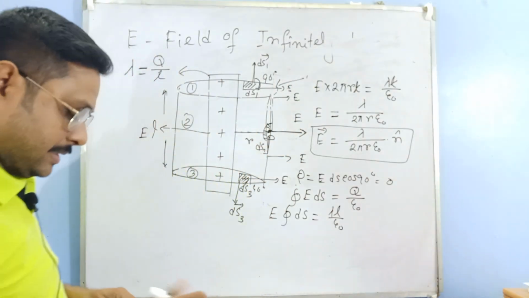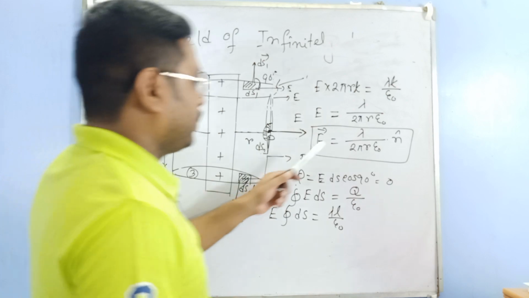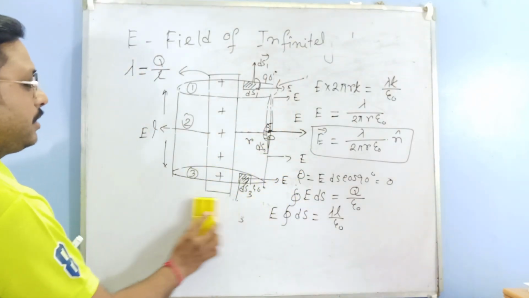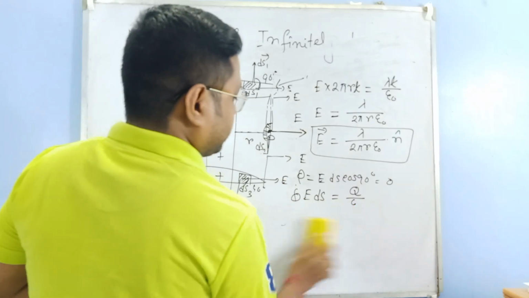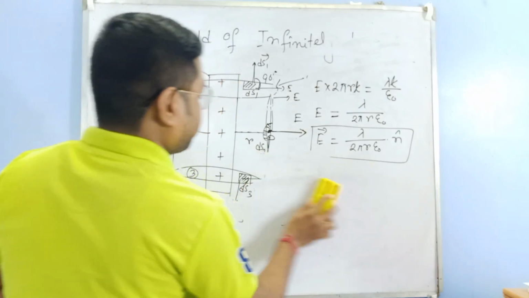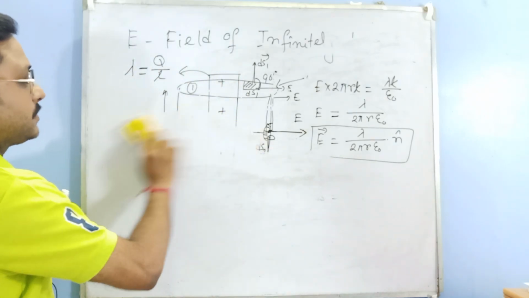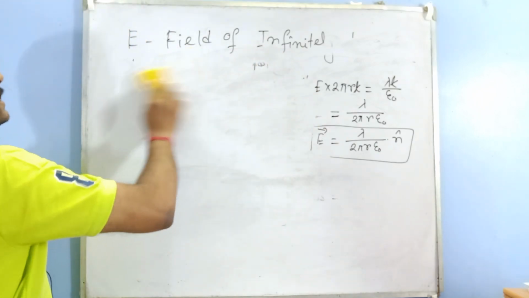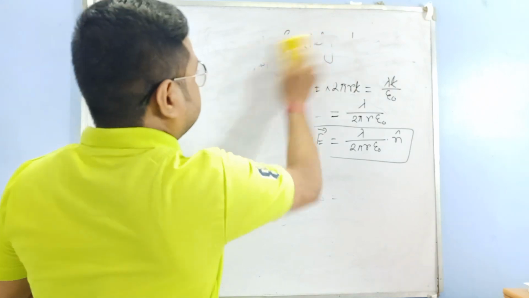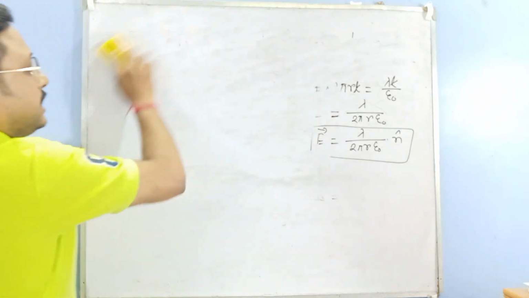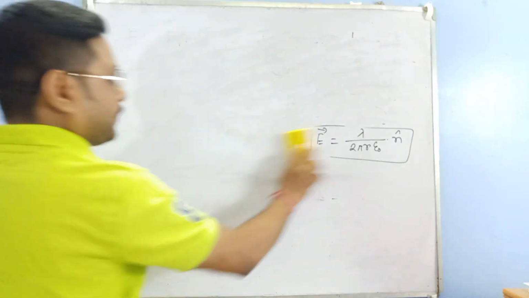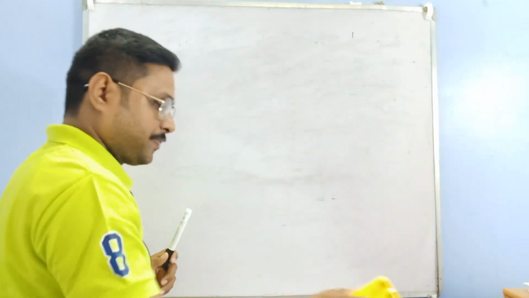So in this case we can find out the electric field with the help of Gauss theorem. Okay. Next we go with the infinite sheet to find the electric field.